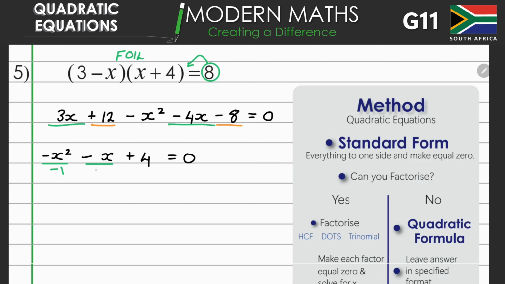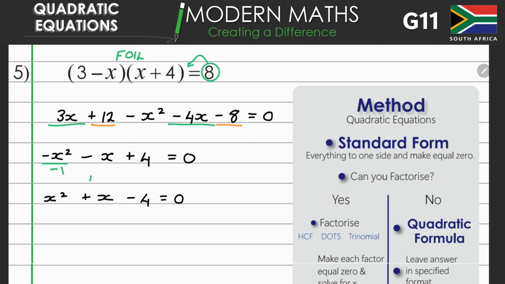So what that means is I divide everything by negative 1. Technically, I divide the 0 by -1 as well, but nothing happens to the 0, so we can kind of ignore it in this case. So everything changes sign. We get x squared plus x minus 4 equals 0. And now I'm going to try to factorize if I can.